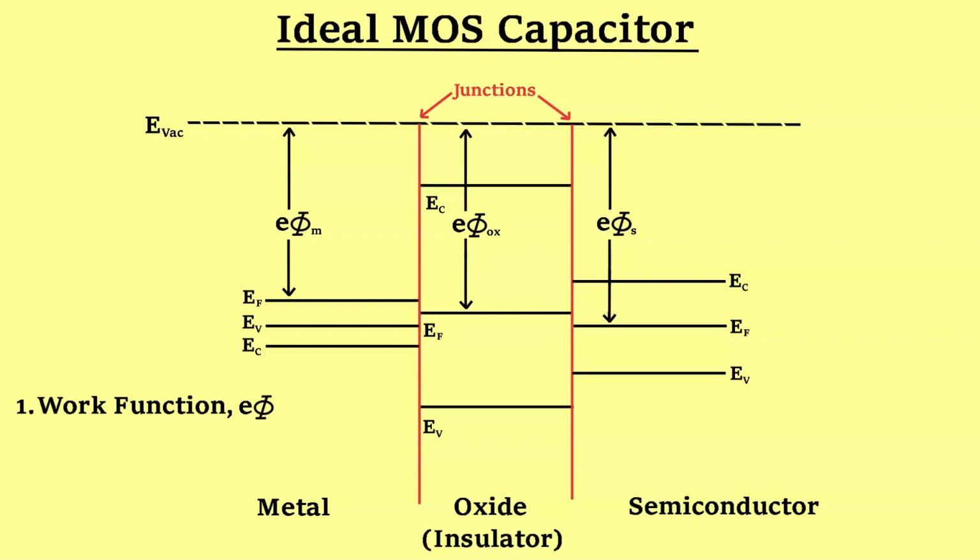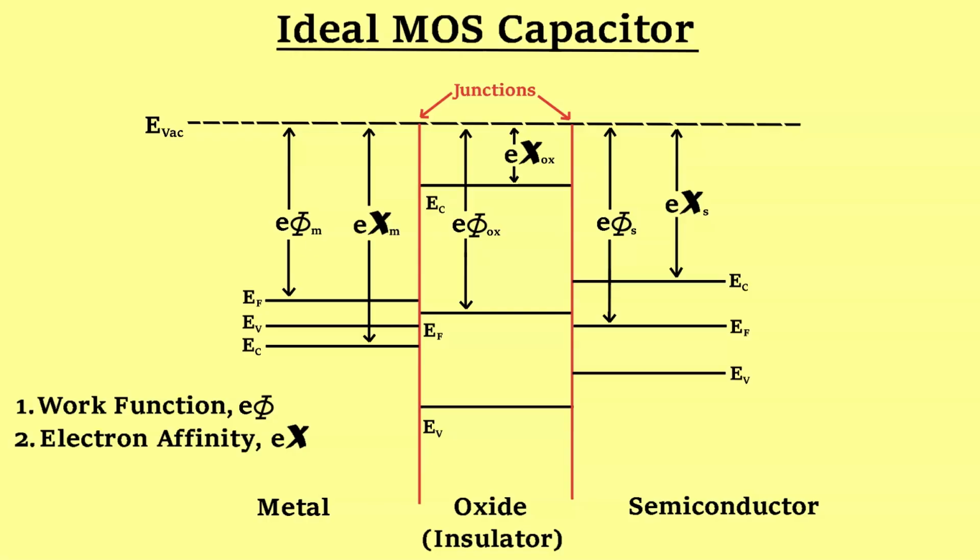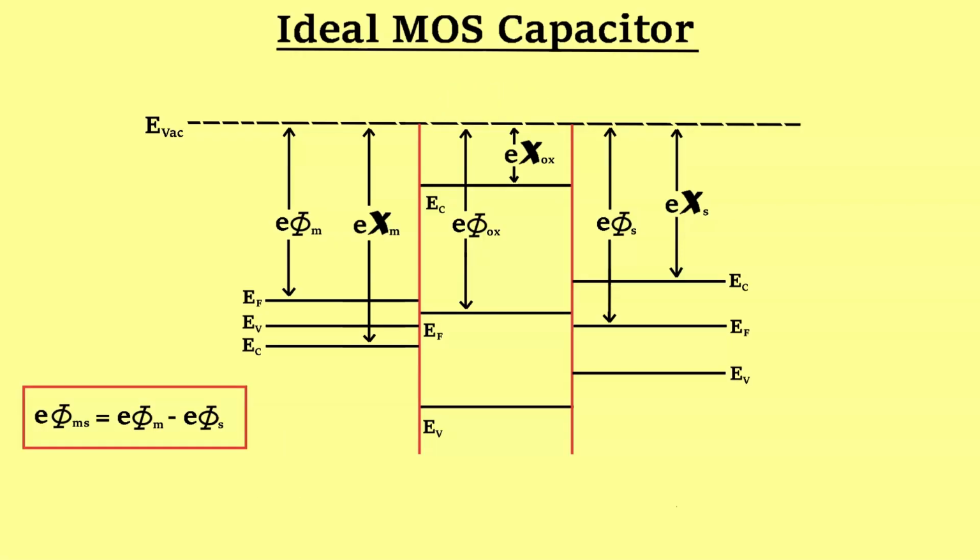The second parameter is electron affinity, which is the amount of energy released by an electron to form an anion from a neutral atom. This is the difference between conduction band energy level and vacuum energy level. None of these parameters are directly involved in the analysis of MOS capacitor. The important parameter is the difference between metal and semiconductor work function. This parameter is directly involved in the analysis of MOS capacitor.